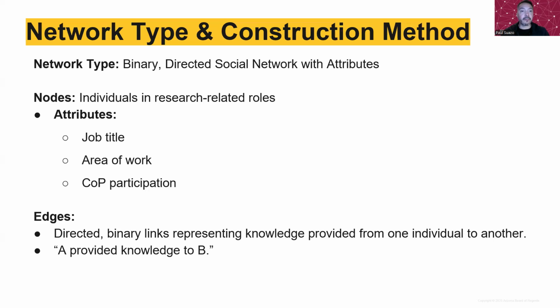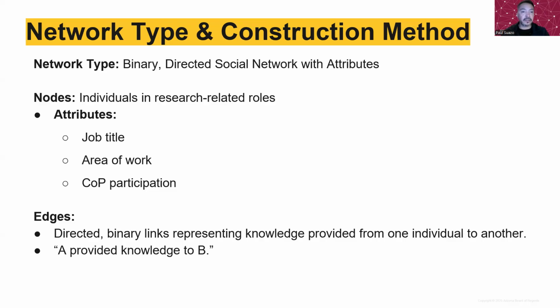So the network type is a binary directed social network with attributes. When I first started this project, I thought about doing a bipartite network. So you could look at one layer of a network where the nodes are all the individuals and the relationships to each other, and then how they relate as members of groups, so members of communities of practice. And that would provide a useful way of looking at this system. But I thought that maybe attaching attributes, one of which would be participation in a community of practice, so a binary attribute, yes or no, might offer a more fruitful way of looking at the network.